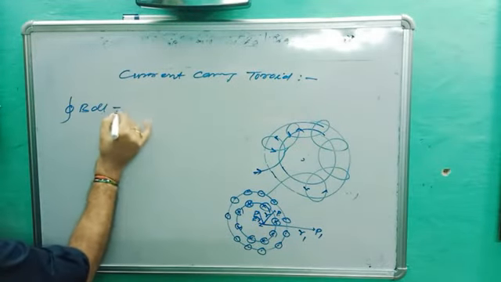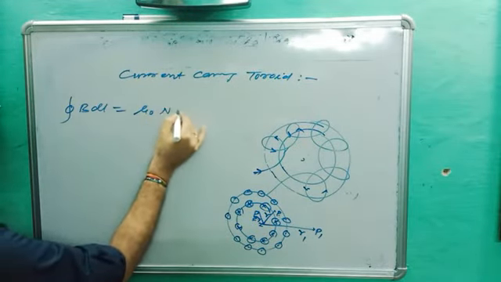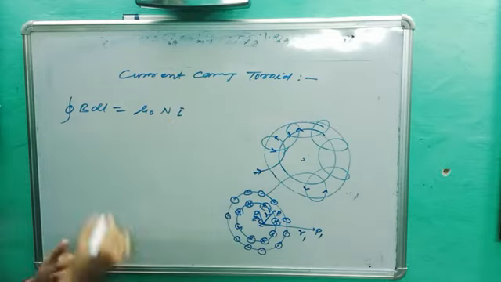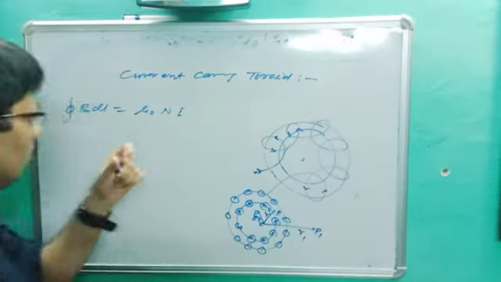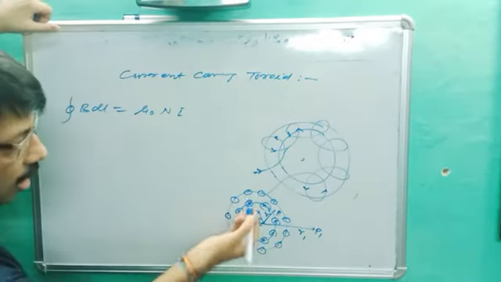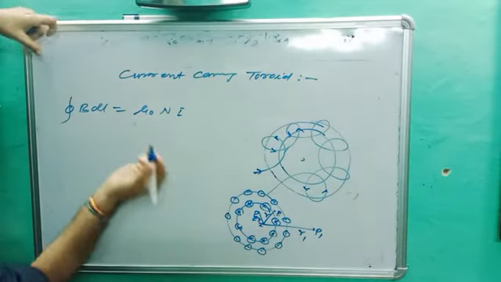B dot dl is equal to mu naught capital N I. You better know B dot dl is equal to mu naught N I. And this is perpendicular, inward or outward, so theta is equal to 0, so cos 0 is equal to 1.